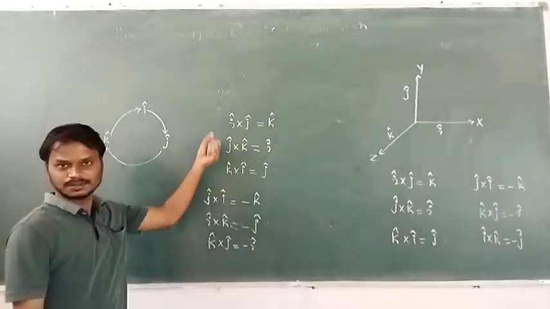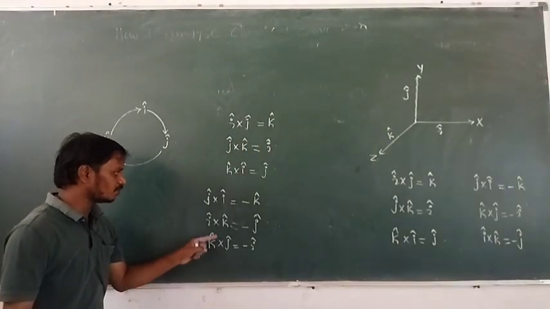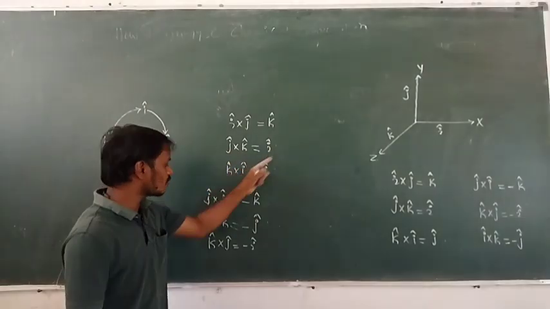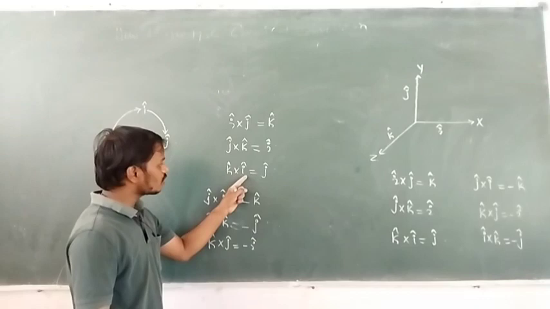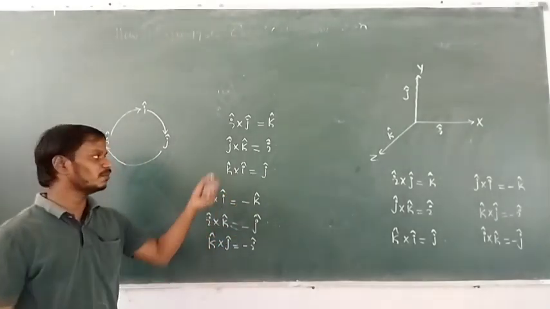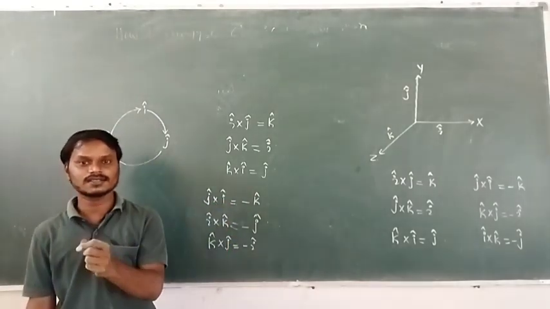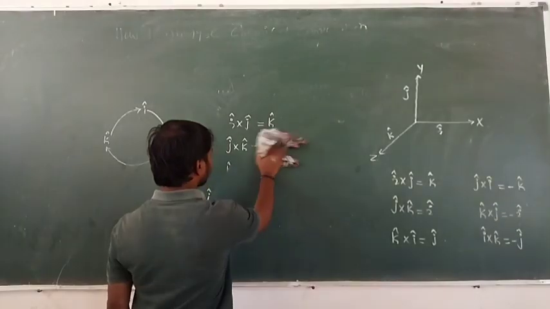Remember this chart. i cross j is plus k, but j cross i is minus k. j cross k is plus i, but k cross j is minus i. k cross i is plus j, but i cross k is minus j. But i cross i, j cross j, and k cross k can be taken as 0. So let us consider an example.